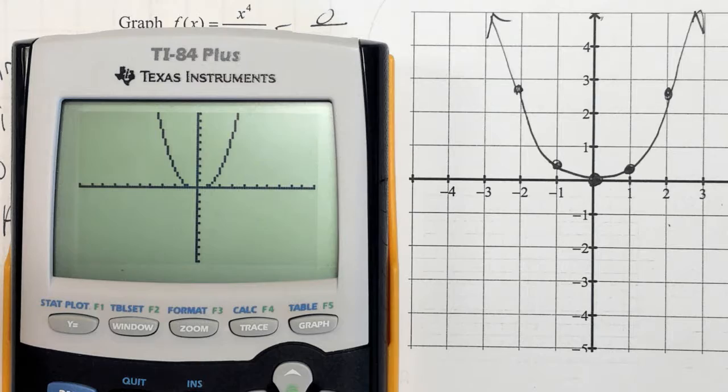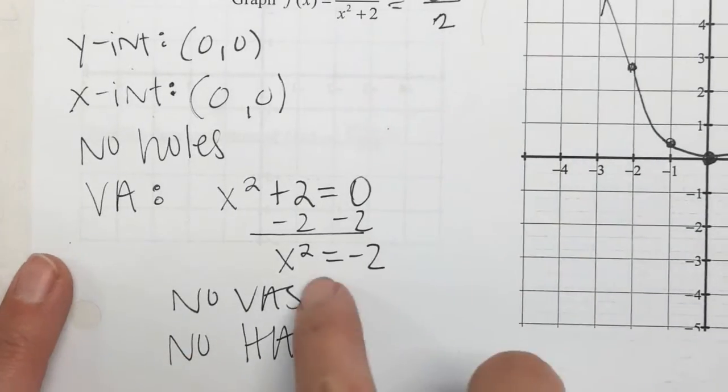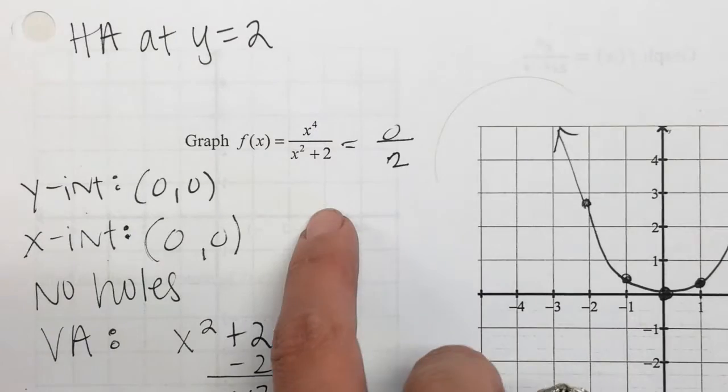Alright, do y'all feel comfortable with finding all 4 of these? The asymptotes, there's no vertical asymptotes because when you set the bottom equal to 0, it's going to be imaginary when you solve. There's no HAs because it's top heavy. Yes.